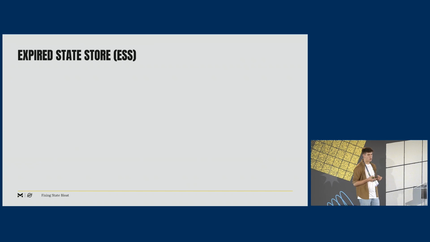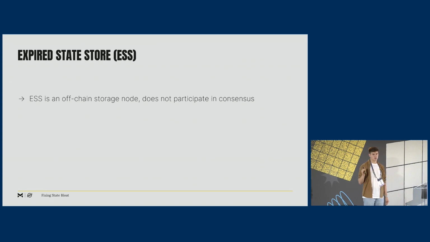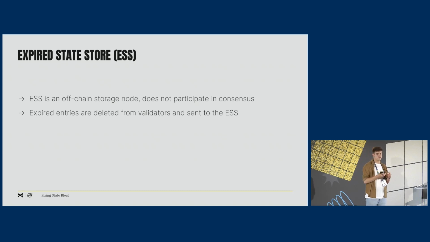So how do we do that, but still allow it to be restored and recovered later? Introducing the expired state store, or the ESS for short. The ESS is an off-chain storage node, kind of similar to an L2 like Horizon. Whenever an entry expires from the core validator, it is permanently deleted from the ledger and then sent off to this off-chain L2 storage system.